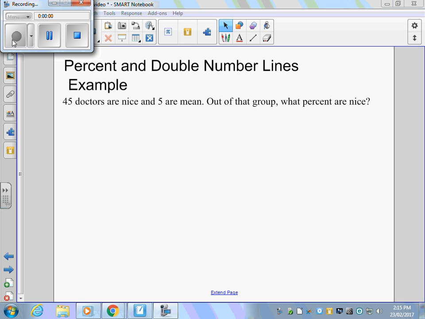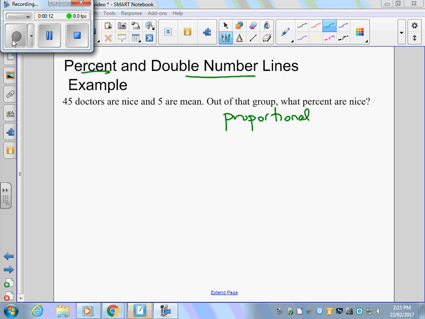Okay, so this time in our video, we're going to be comparing percent statements and double number lines. So we saw that we can use double number lines when we have a proportional relationship, and that is as one variable varies, the other variable varies in the same way, and that has to happen where they both have an original value of 0. So like an initial value has to equal 0.